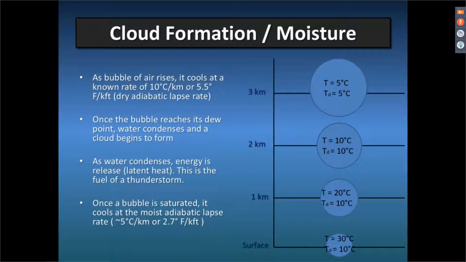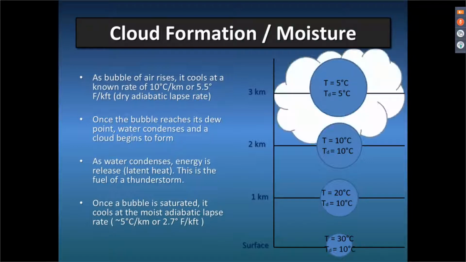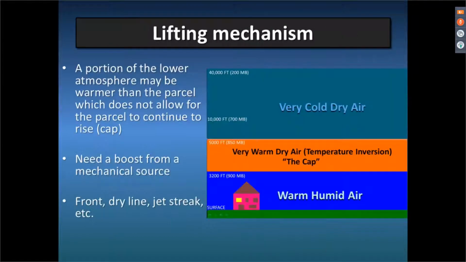Especially if that air parcel, once it condenses, starts to accelerate through the atmosphere. And once the air parcel is condensed, saturated, it starts to rise at what's called the moist adiabatic lapse rate. And that's basically about 2.7 degrees Fahrenheit per 1,000 feet. So basically, for moisture, you just need to be able to lift that air parcel and it's got to condense and then keep rising through the atmosphere. And I also mentioned lifting mechanism. Basically, you need some sort of way to lift that air through the atmosphere.